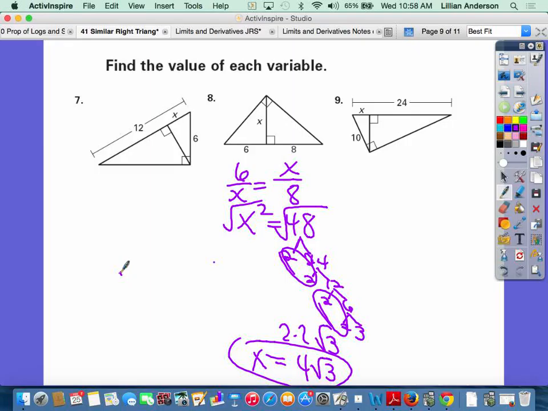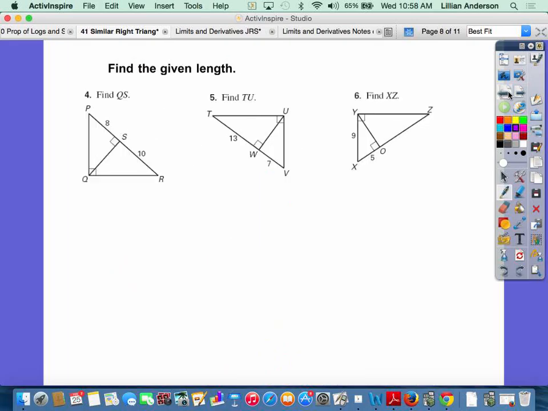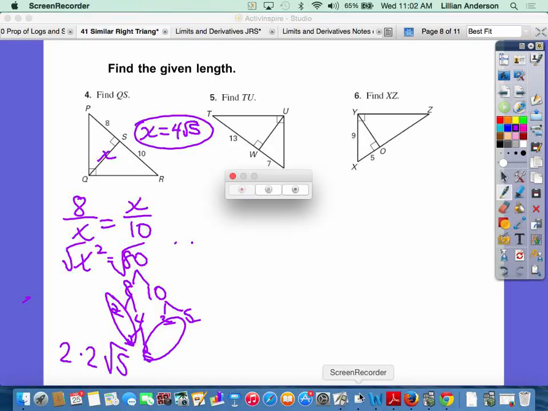Is there another one on this page where I can find the altitude? Yes. Number 6 asks you to find xz. Is xz an altitude? No. There's one more. It's 4. Because it says find QS. Isn't QS an altitude? Okay, do number 4.